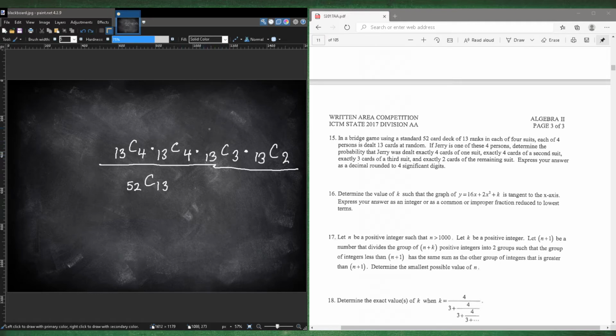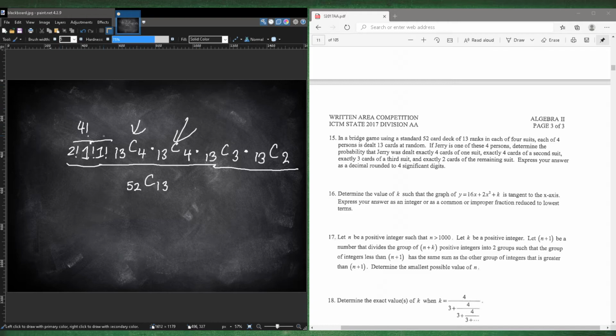Now, this is not it. There's actually still more, and that is going to be 4 factorial over 2 factorial, 1 factorial, 1 factorial. The reason this is important is because there are 4 suits, so 1, 2, 3, 4. So there are 4 factorial ways to arrange those 4 suits, because they didn't specify which suit it is. So this 4 could be a spade, a diamond, a club, or a heart, and the other ones could be flipped in different orders.